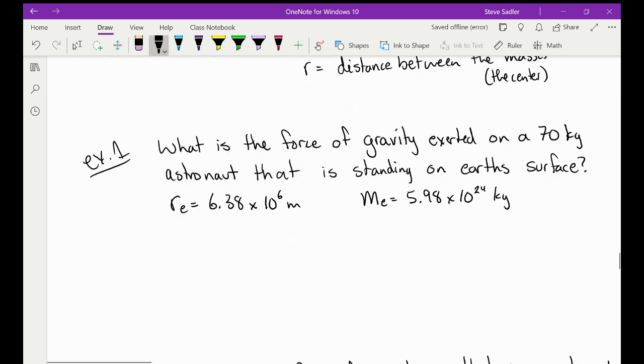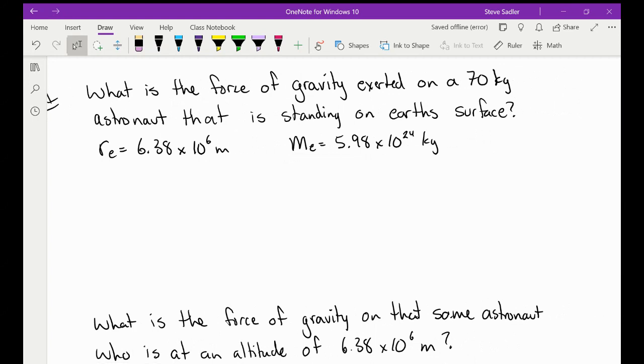So let's get some practice with this. What is the force of gravity exerted on a 70 kilogram astronaut that is standing on the Earth's surface? So we have a couple of things that we don't need to memorize. We have the radius of the Earth, and we have the mass of the Earth. So we can actually do this problem using Fg is equal to mg, but just in order to get some good practice, we will do it with the big force of gravity formula. So Fg is equal to G m1 m2 over r squared.